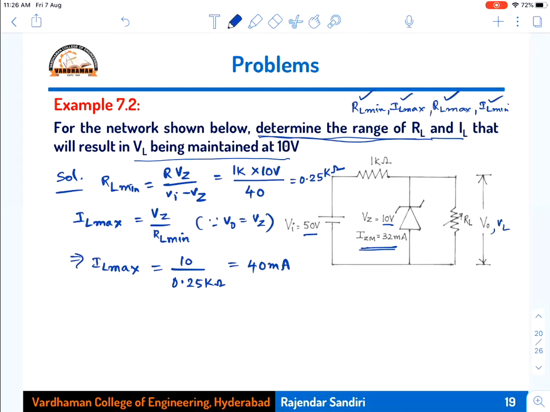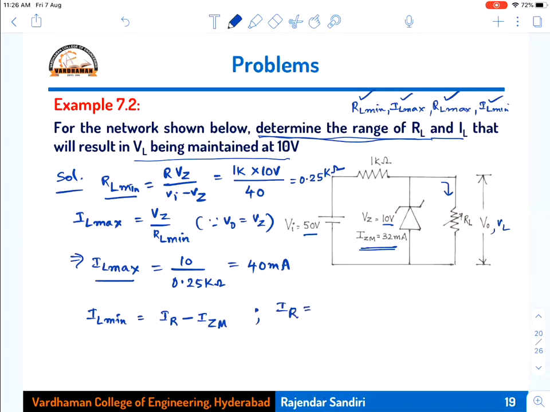40 milliamperes. Next, RL minimum we calculated, IL maximum we have calculated. Now we are supposed to calculate IL minimum and RL maximum. To do that, IL minimum, the minimum current flowing in the load, is equal to IR minus IZM. But I don't know what IR is. First I will calculate IR.